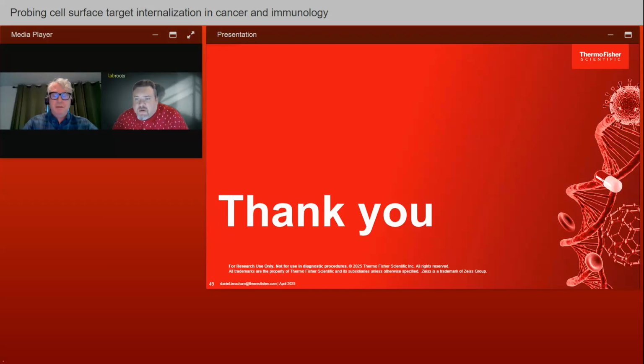All right. Another one we've got here is, what role do clathrin coated pits play in surface receptor internalization? Okay, so this is the mechanism of internalization itself.